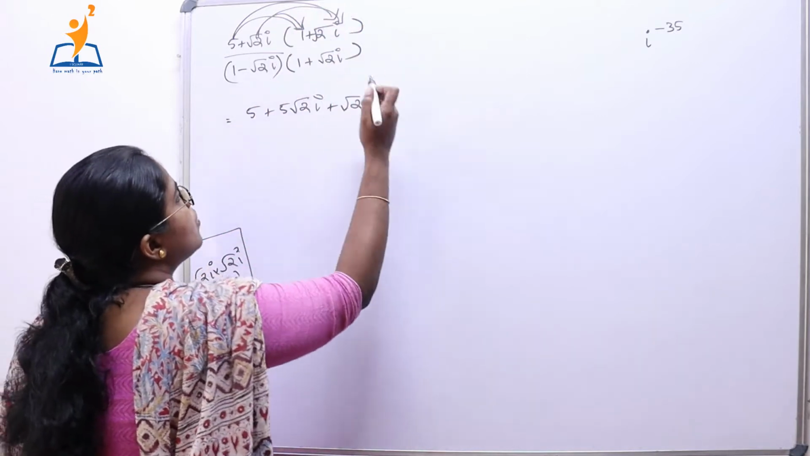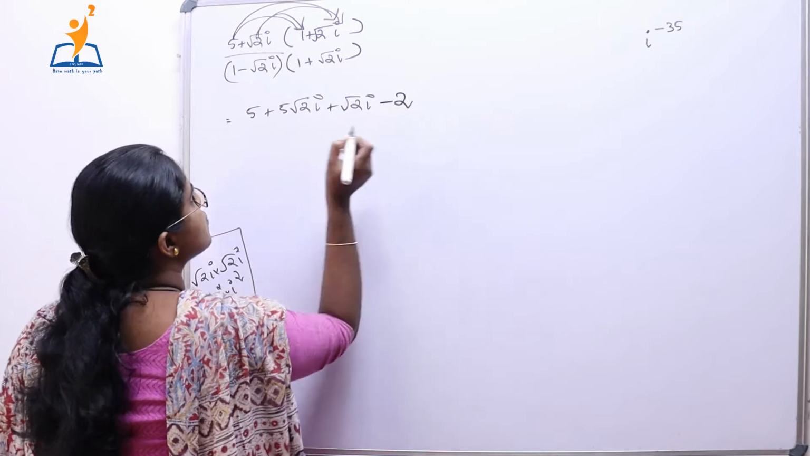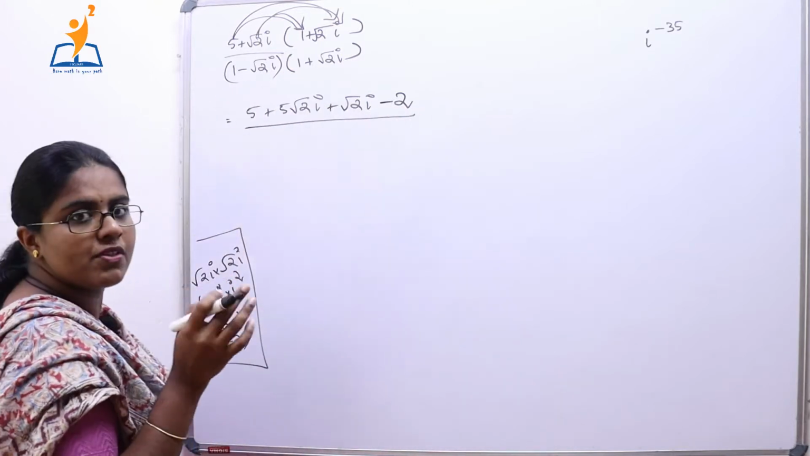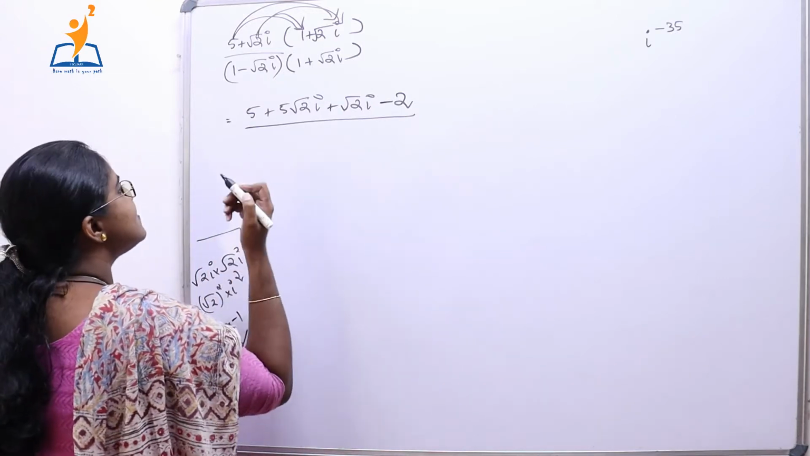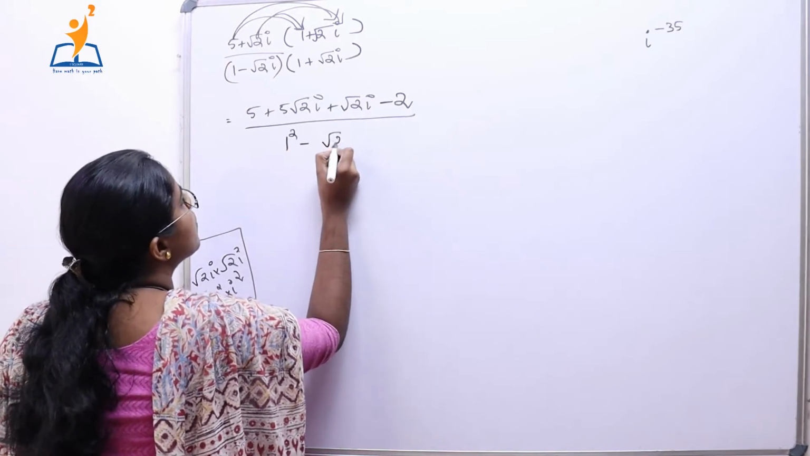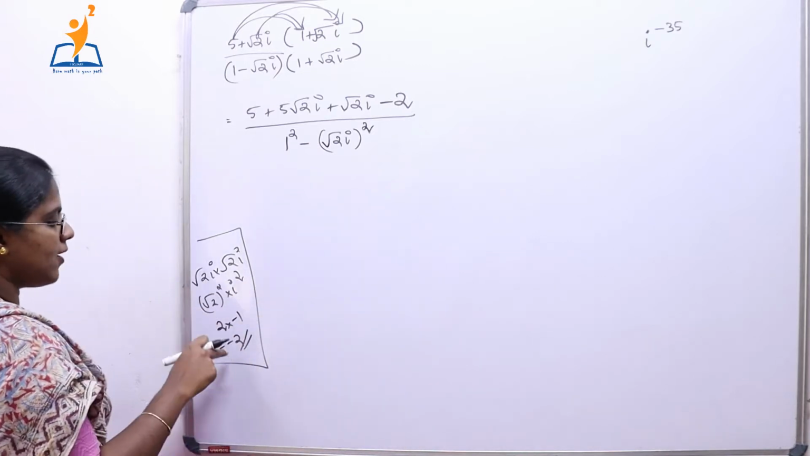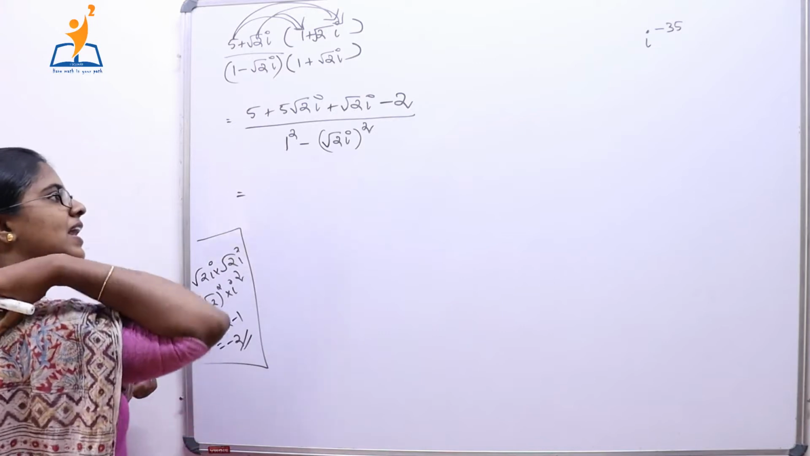So root 2i into root 2i is simply minus 2. So we will substitute minus 2 here. So divided by, the denominator is of the form a plus ib into a minus ib. So it is a square minus b square, that is 1 square minus root 2i the whole square. And we have found that root 2i the whole square is simply minus 2. We will substitute that later.